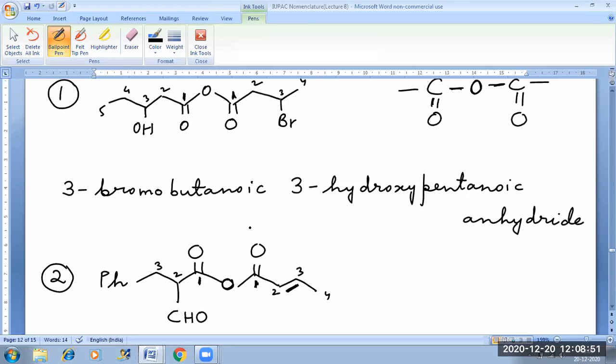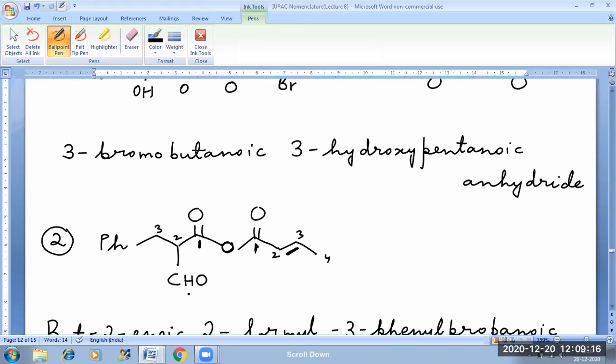I have numbered both the carbon atoms containing CO as 1. So this is 1 and this carbon atom is also 1. But at a time I will look at only one portion. That is, either I look at the part which is on the right or I will look at the part which is on the left.